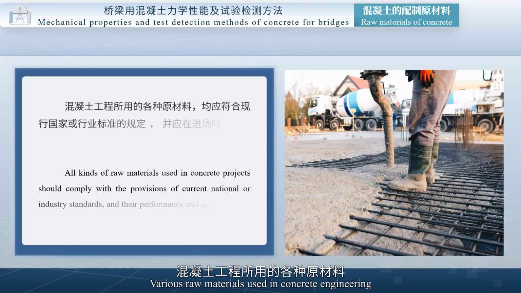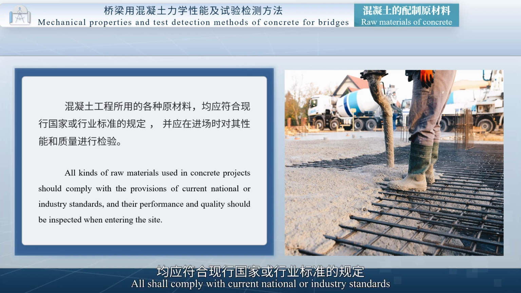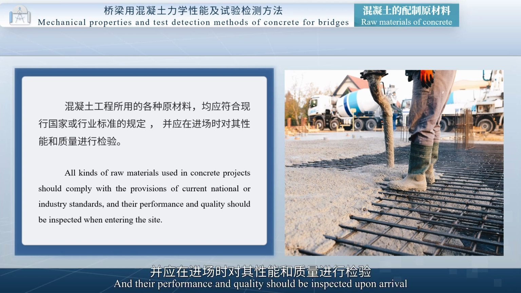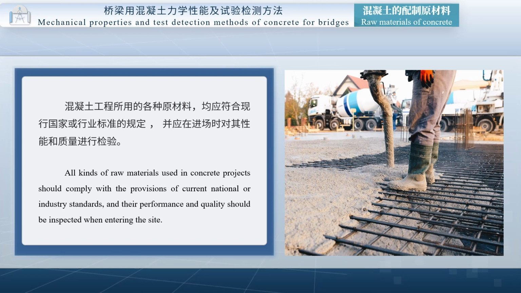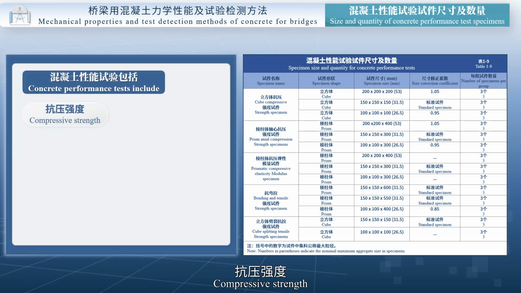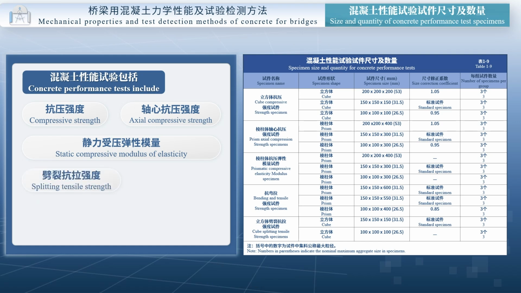Various raw materials used in concrete engineering shall all comply with current national or industry standards, and their performance and quality should be inspected upon arrival. Concrete performance tests include compressive strength, axial compressive strength, static compressive modulus of elasticity, splitting tensile strength, flexural strength, etc.